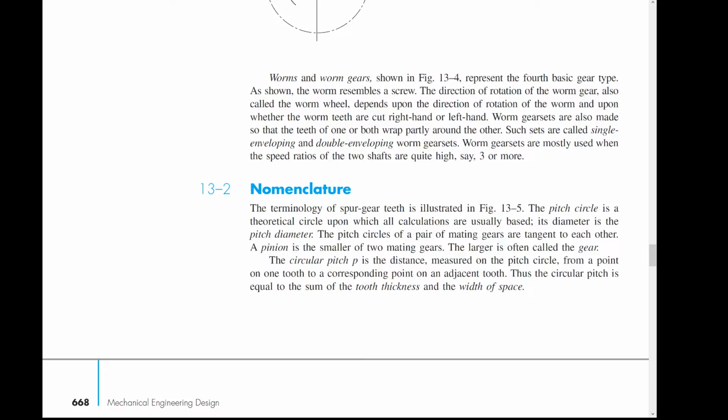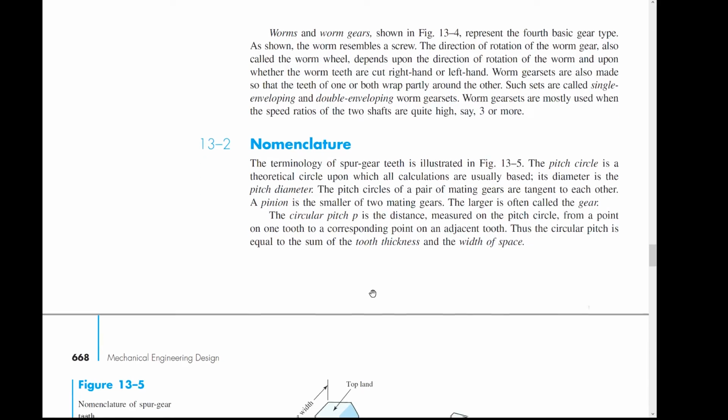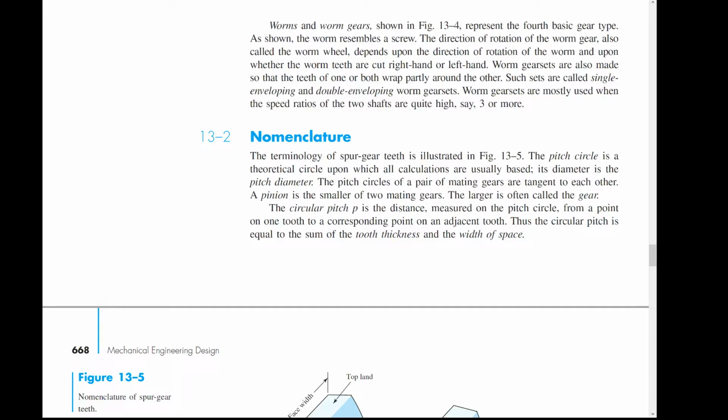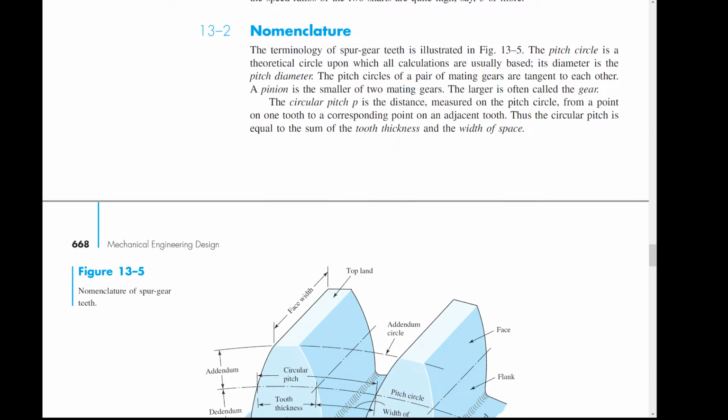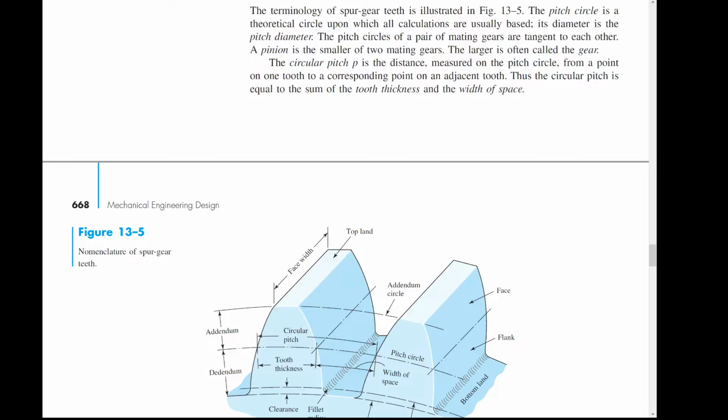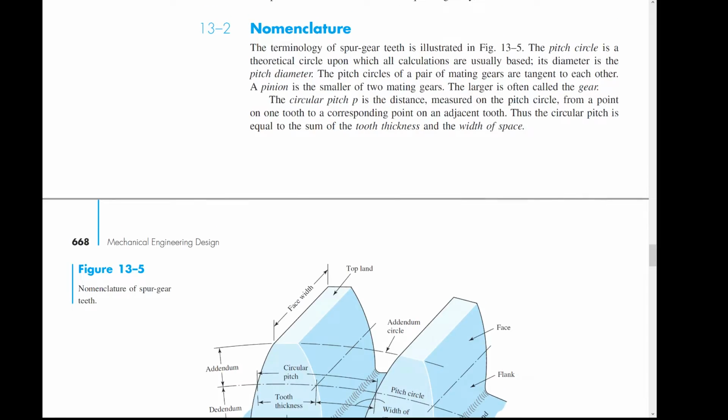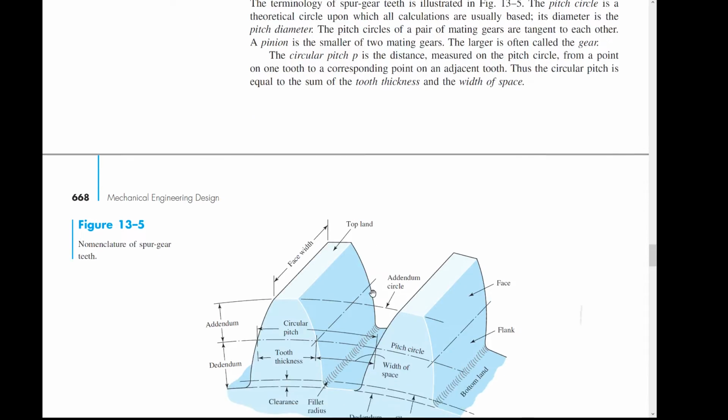13-2 Nomenclature. The terminology of spur gear teeth is illustrated in figure 13-5. The pitch circle is a theoretical circle upon which all calculations are usually based. Its diameter is the pitch diameter. The pitch circles of a pair of mating gears are tangent to each other. A pinion is the smaller of the two mating gears. The larger is often called the gear. The circular pitch p is the distance measured on the pitch circle from a point on one tooth to a corresponding point on an adjacent tooth. Sounds like a wavelength to me. Thus, the circular pitch is equal to the sum of the tooth thickness and the width of the space.